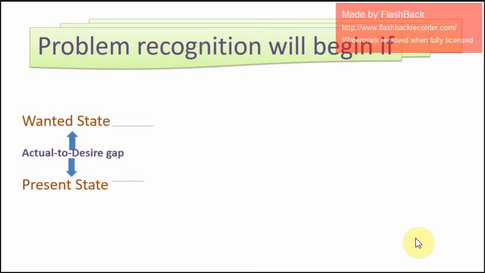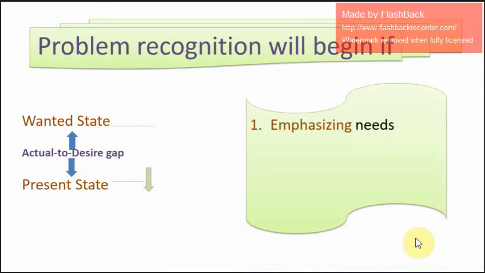So now we know that problem recognition cannot happen if the actual to desire gap is very small or if it is very large. Let us understand when this will actually begin. Problem recognition will begin if we can emphasize the needs of the consumer so that the consumer's perception of the present state reduces. This means, in a way, our actual to desire gap will increase and this will become substantial so that the consumer will really buy something.